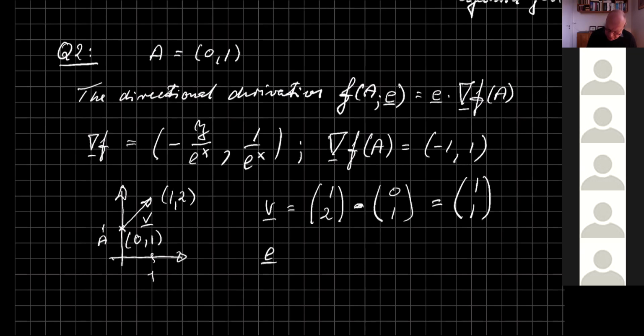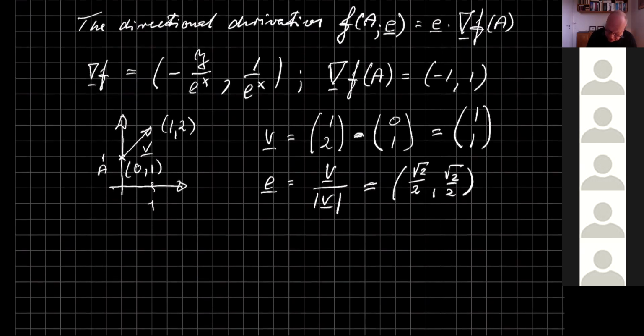You get that just by dividing by the length of V. The length of V is the square root of 1 plus 1, so that is square root 2. If you divide this by square root of 2, you get square root of 2 over 2, square root of 2 over 2.